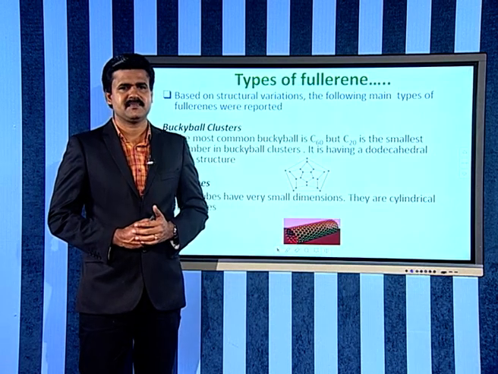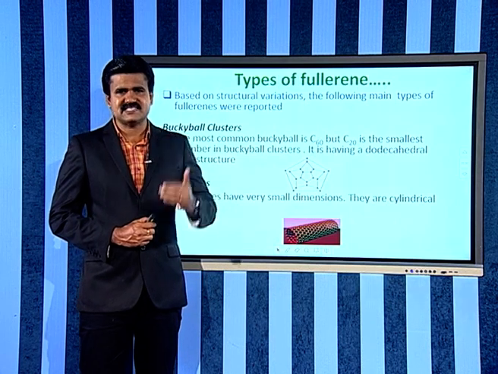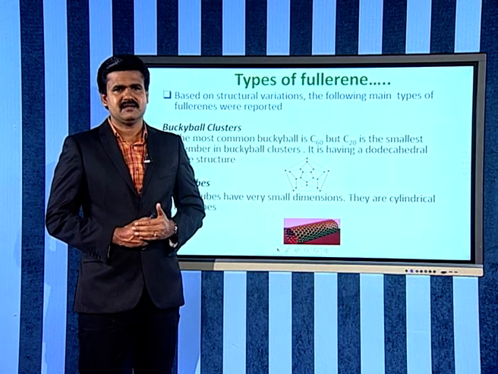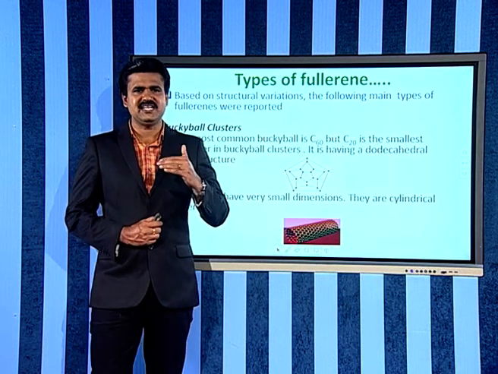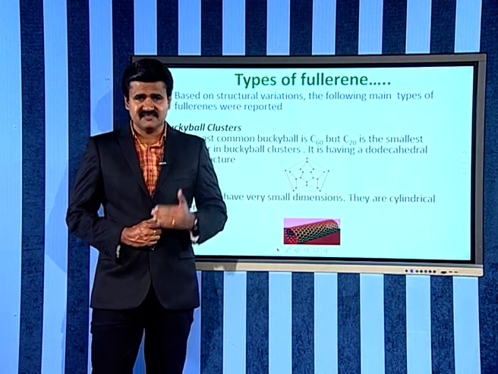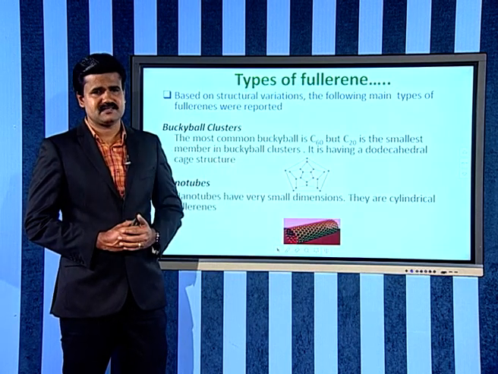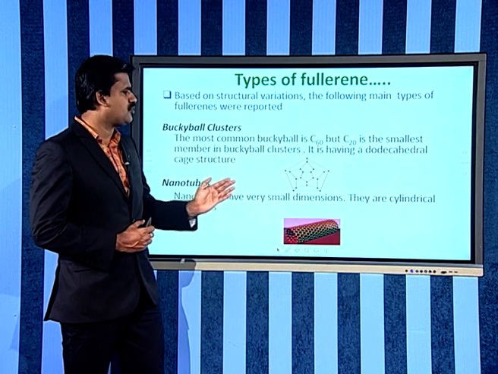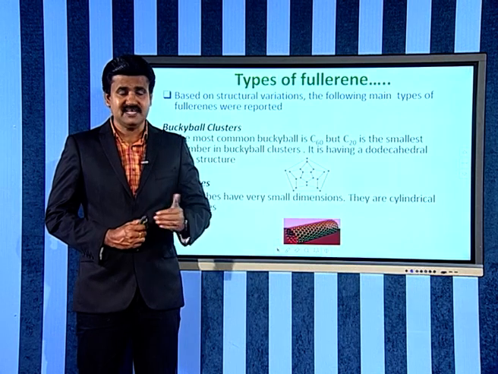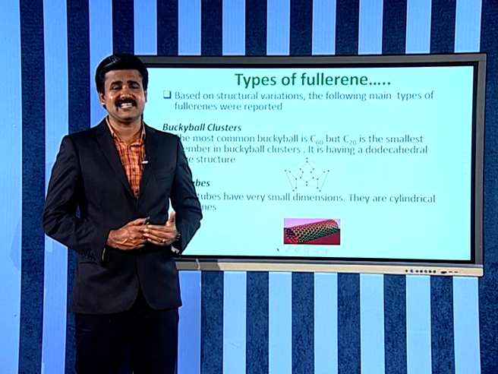Buckyball clusters. This is the most common buckyball. It is C60, but in addition to C60, C20 is also reported. C20 is the smallest member in the buckyball cluster. It has a dodecahedral structure. Nanotubes. Nanotubes have very small dimensions. They are cylindrical fullerenes. Note that nanotubes can be considered as cylindrical fullerenes.